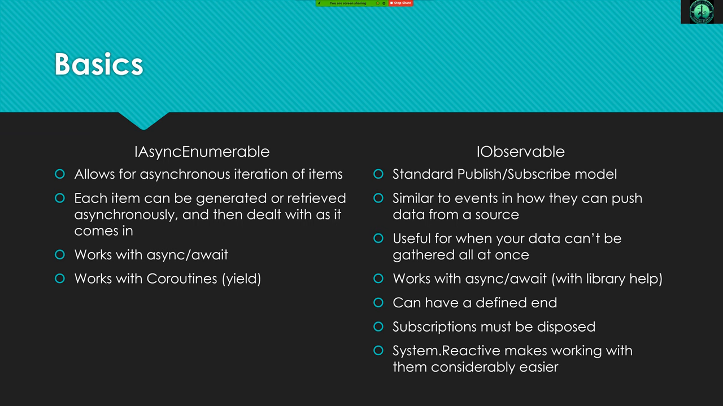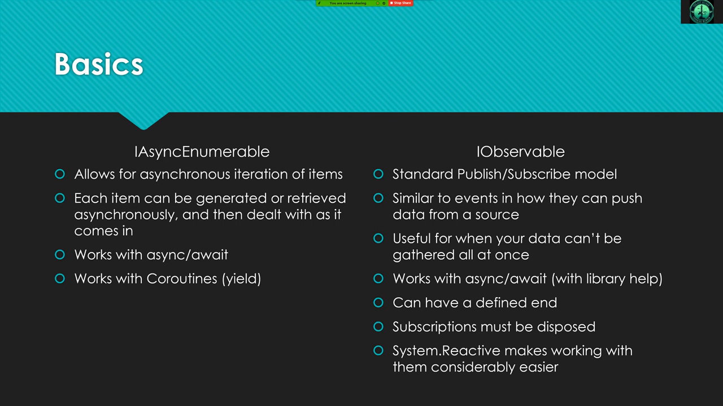As far as how you're going to use an IObservable, it's similar to an event. The difference is with an IObservable, you don't have to tie yourself directly into the class that holds that event. You can use this interface to abstract that source of data. And observables can even be used to wrap events so they're not having to deal with those if you choose not to. They are useful for when your data can't be stored or gathered, I guess, at once.